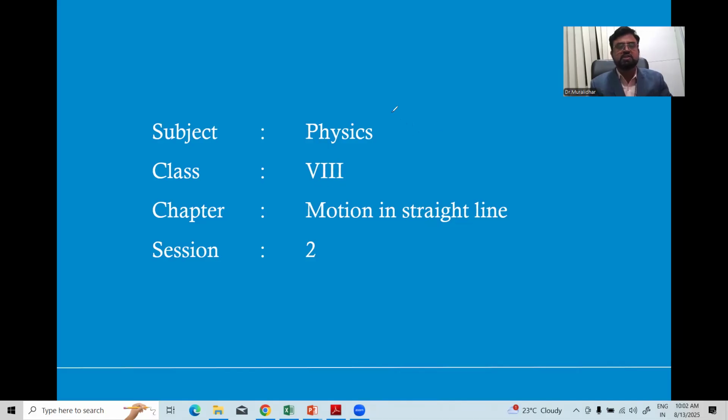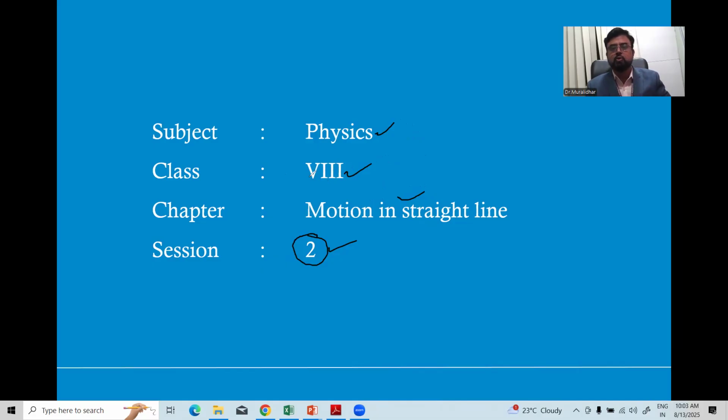As you all can see on the screen, and you are well aware, my subject is physics. We are in class 8. Our ongoing chapter is motion in a straight line. Today we are entering into session number 2. So far we have completed one session on this chapter, chapter number 2. So today we are going to have the second session.